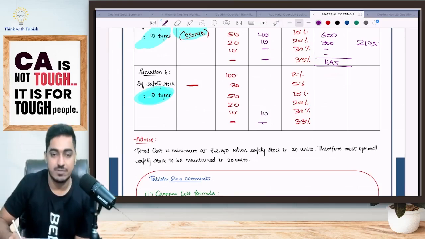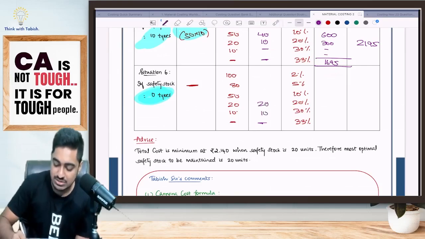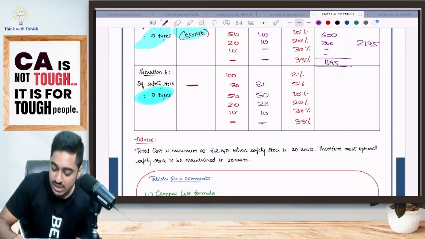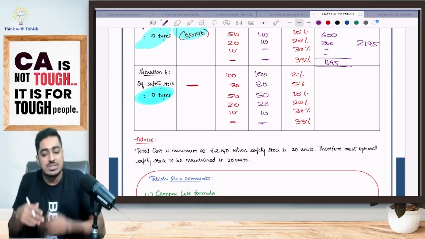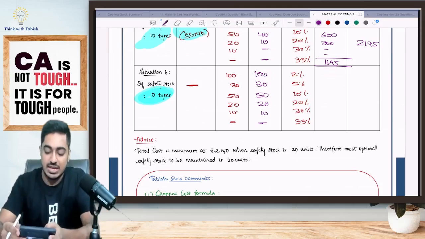I am telling no. Yes or no? How many units are lost? If you ask for 10, 10 is gone. If you ask for 20, 20 is gone. If you ask for 50, 50 is gone. If you ask for 80, 80 is gone. If you ask for 100, 100 is gone. Because I am not having goods with me. So let me calculate stock out.